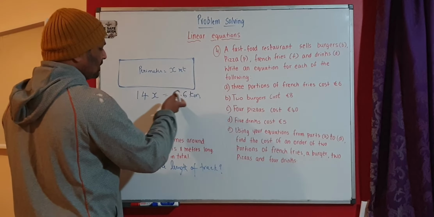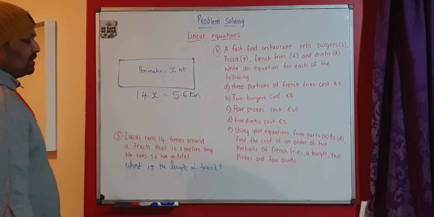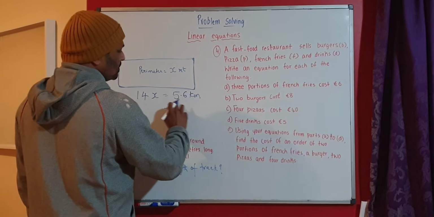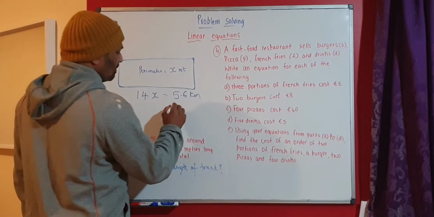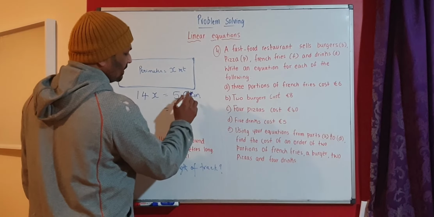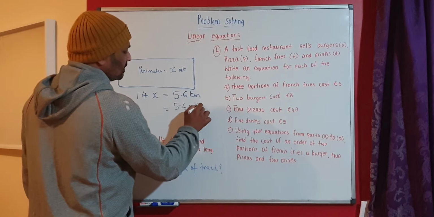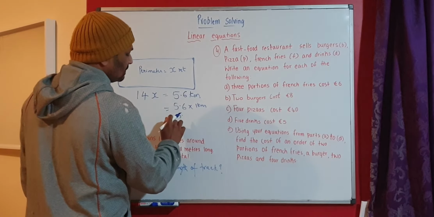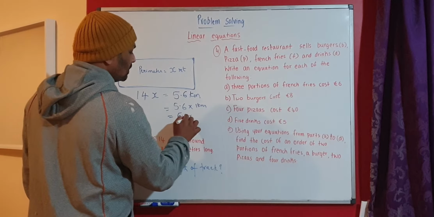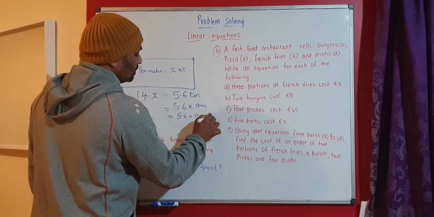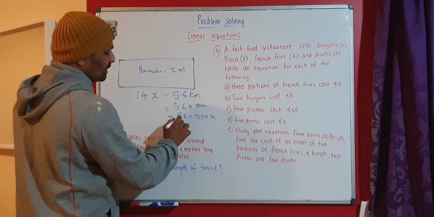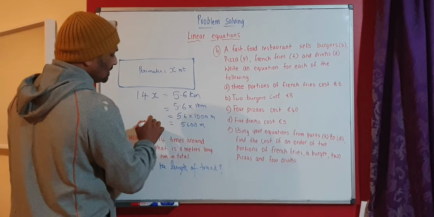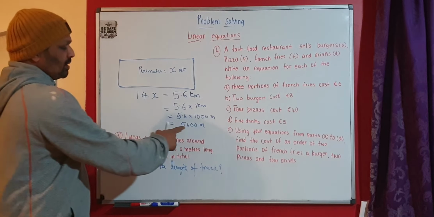14, if it goes to the other side, it becomes a division, because it is multiplying here. To make it even simpler, you can convert this kilometers to meters. 5.6 into 1 kilometer, isn't it? You remove the 1 kilometer and keep 5.6 into 1000 meters. 1 kilometer is equal to 1000 meters. So if you multiply it, you will get 5600 meters. Okay, 14x is equal to 5600 meters.